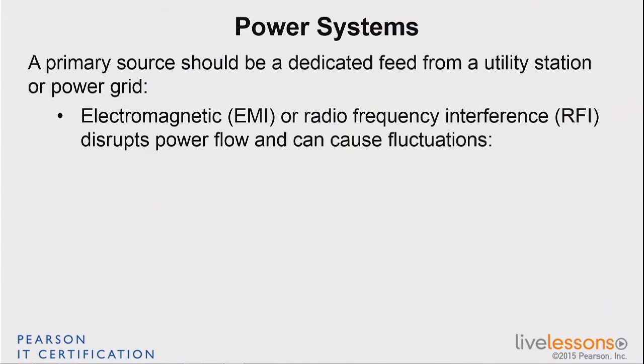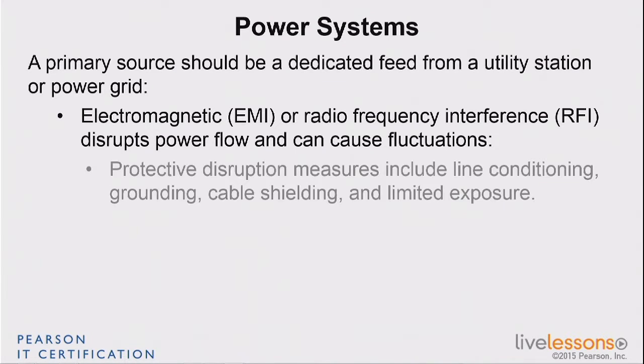We also want to be concerned with electromagnetic interference, EMI, or radio frequency interference, RFI, because both will disrupt power flow and can cause fluctuation. EMI is caused by the generation of radiation that's caused by the difference between three wires: hot, neutral, and ground. So examples include lighting and electric motors. RFI is created by components of an electrical system. Examples include electrical cables and fluorescent lights. So our protective disruption measures include line conditioning, grounding, cable shielding, and limited exposure.